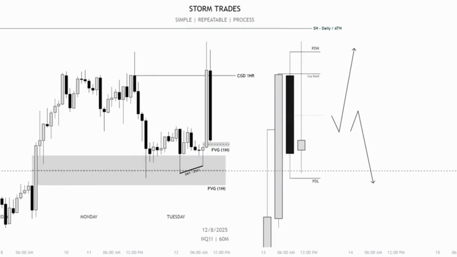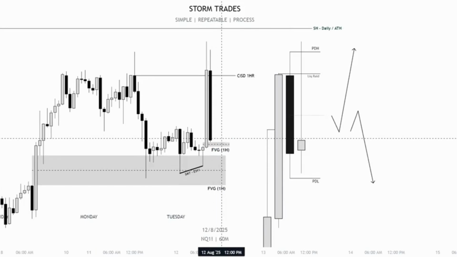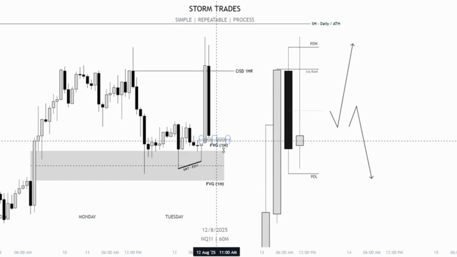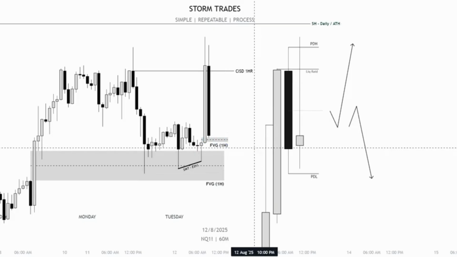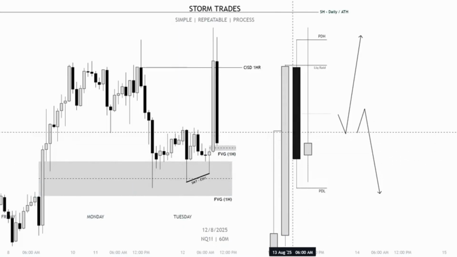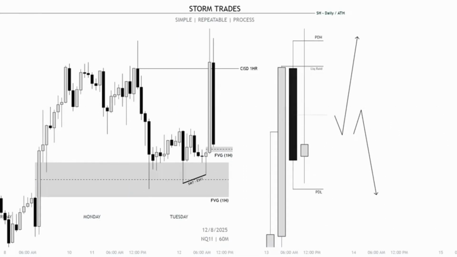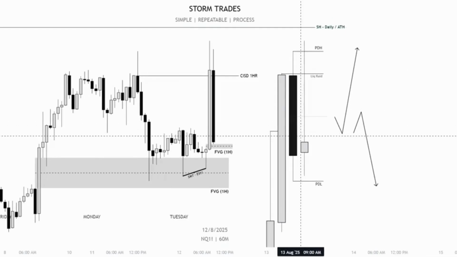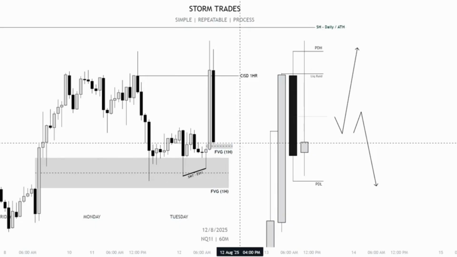My idea for the day was to see if we've invalidated this, which would tell me we were probably heading lower. If we got support by it, if we delivered out of this hourly fair value gap, I was going to look for a bullish move. So I have my plan.